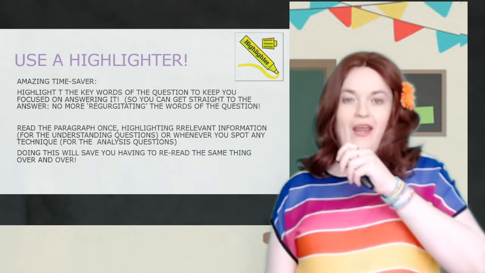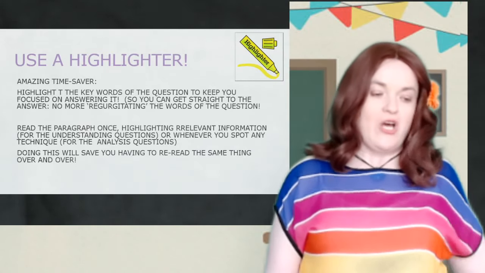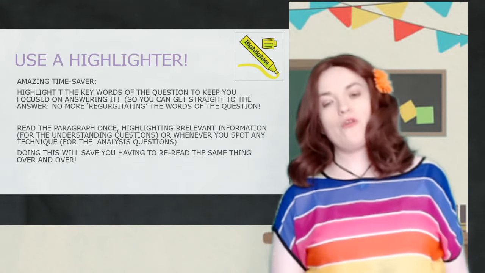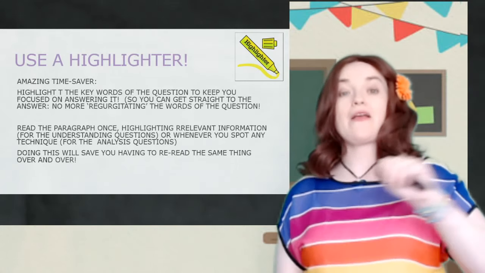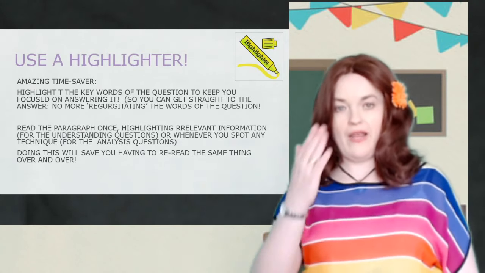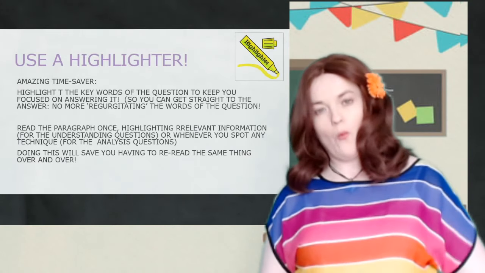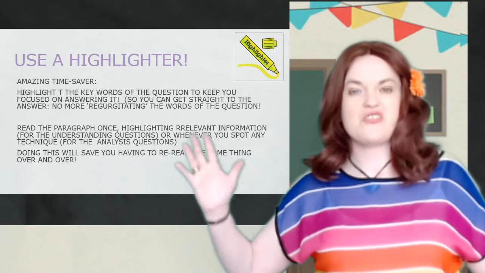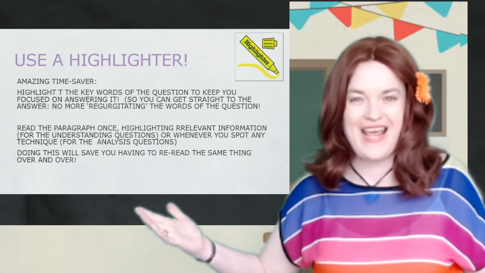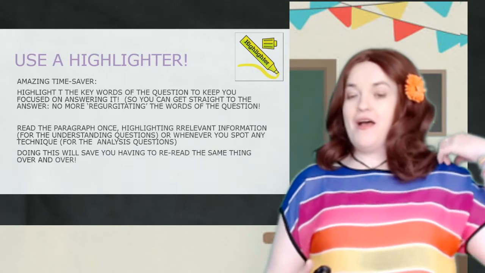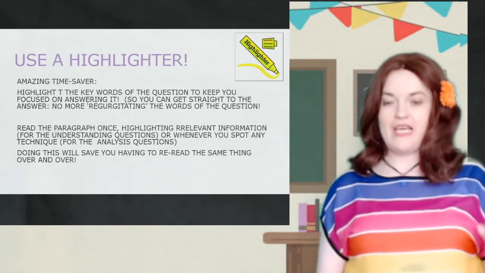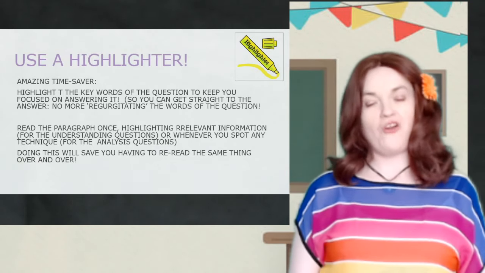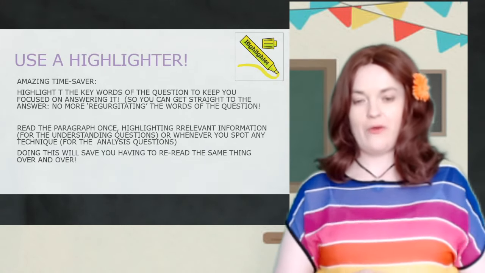So instead of writing, we know that it is deeply ingrained because, and all that, all you do is, you get your highlighter and you highlight the keywords of the question. Then that keeps you focused on answering it without having to re-churn out all the words of the question again. So you can just do it like Nick says, or Nike, I never know how to pronounce it. So highlight the keywords of the question to keep you focused so you can get straight to the answer. That stops you regurgitating those words that are unnecessary, don't get you any marks anyway.